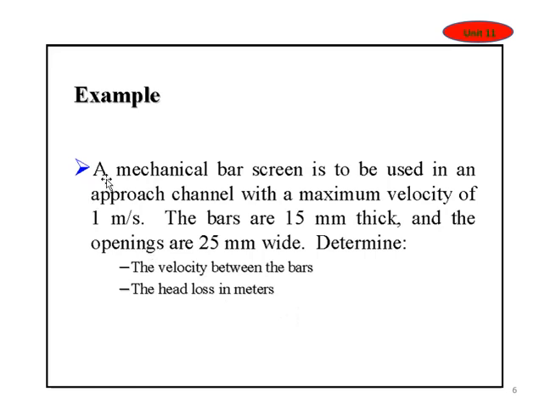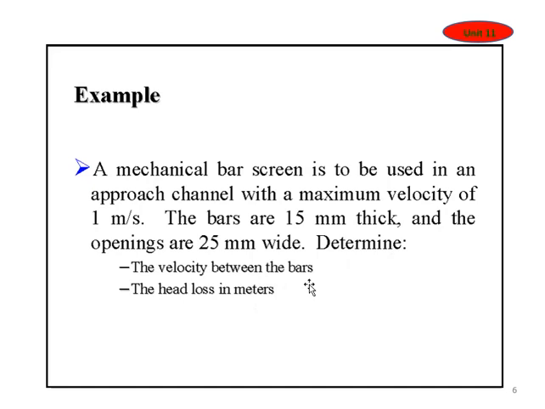When a mechanical bar screen is to be used in an approaching channel with a maximum velocity of 1 meter per second. Approaching velocity is 1 meter per second, that is, VA is 1 meter per second. The bars are 15 millimeter thick, and the openings are 25 millimeter wide, right? The dimension is given.